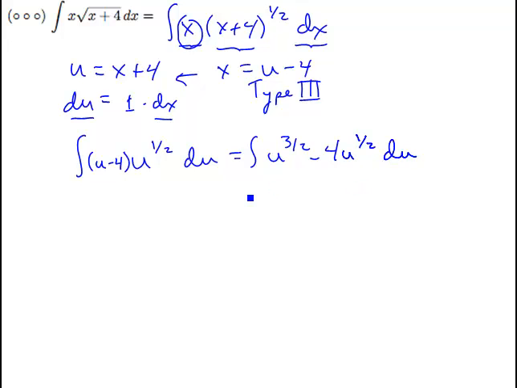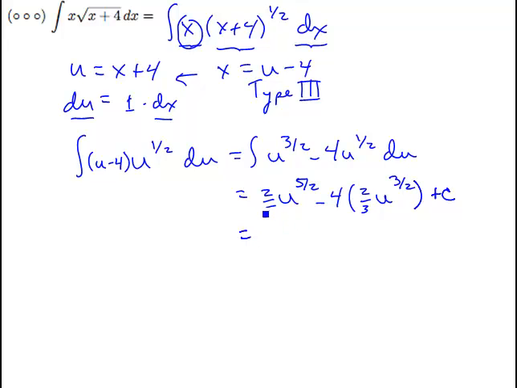These antiderivatives are fairly straightforward now. Increase the exponent by 1, multiply by 1 over the new exponent, and on this one I'll pull the 4 out of the way, increase the exponent by 1, 1 more than 1/2 is 3/2, and multiply by 1 over that new exponent, which is 2/3, and then we'll add our constant on.